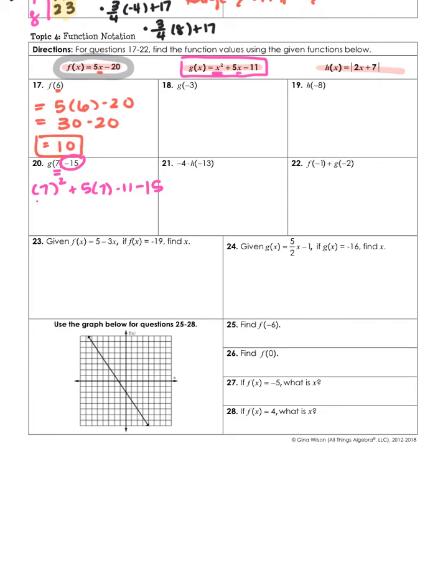So 7 squared is 49, plus 5 times 7 is 35, minus 11, minus 15. When you put that in a calculator, you should get 58. Now I would like you to try number 22 on your own.